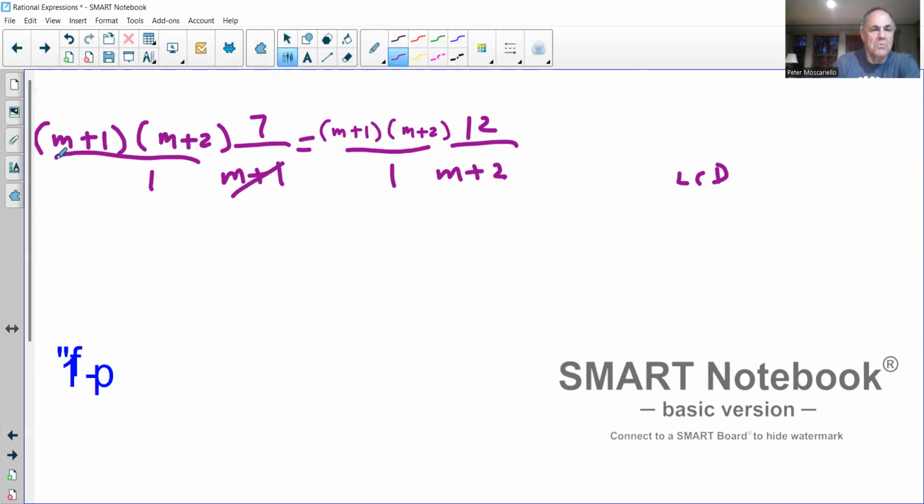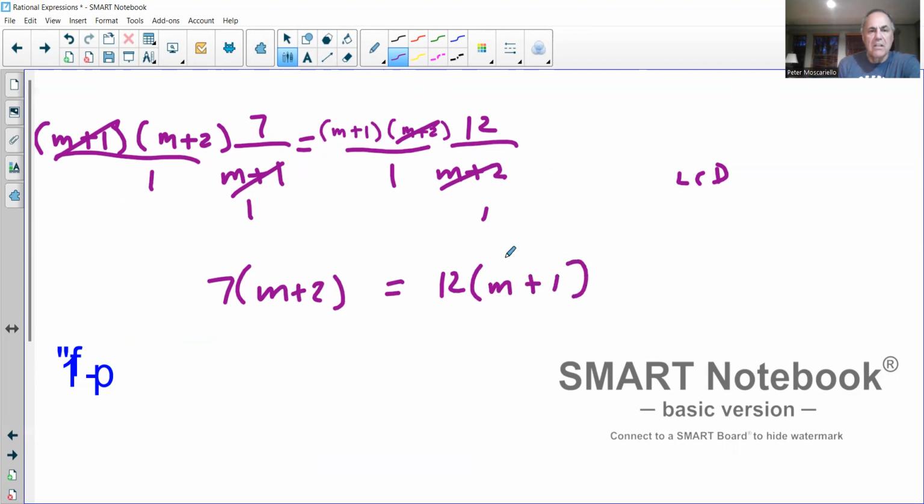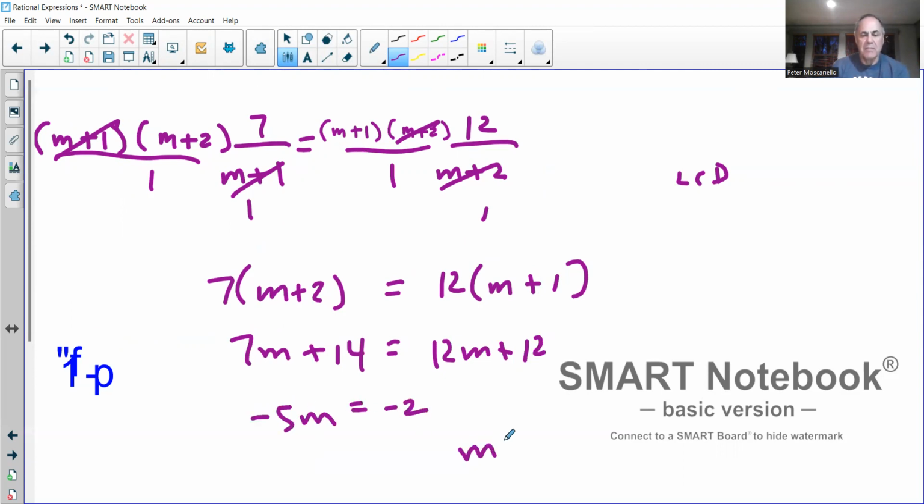So cancel. M plus 1, M plus 1, M plus 2, M plus 2. See, your denominator is all 1, so you don't need a denominator anymore. Multiply: 7 times M plus 2 equals M plus 1 times 12. Write it like this. And now that's easy to solve. M's on the left, numbers on the right. So M equals 2 over 5, I think, positive 2/5. See if that makes sense. I think I did that one right.